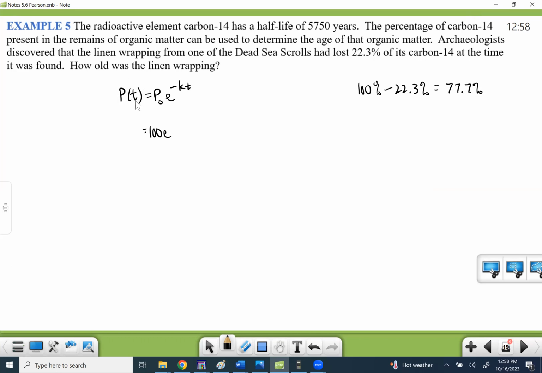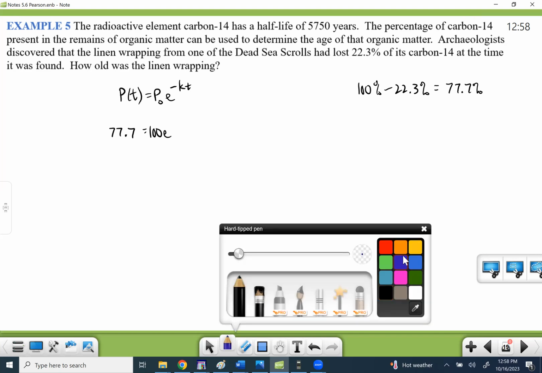Now remember, this is the amount that's left over here. This isn't the amount lost, okay? So this is 77.7. You can move the decimals on, but if you move it on this, you have to move it on this one too. So I think it's easiest to just be like, okay, 100 here, 77.7, okay? All right, now we need the K. We don't have the K yet, okay? So let's use that formula to get it.